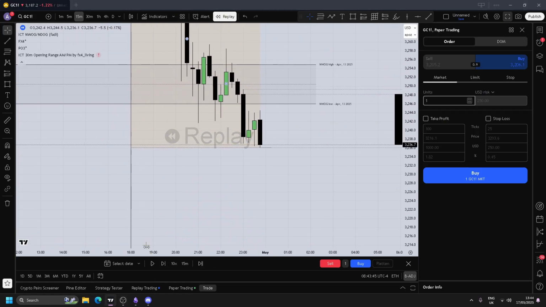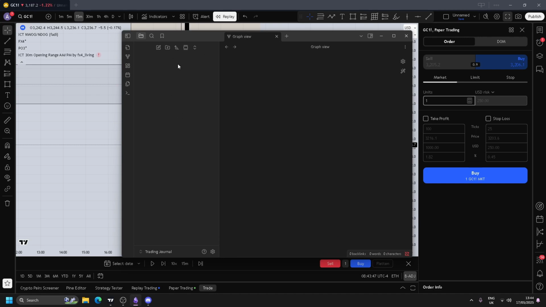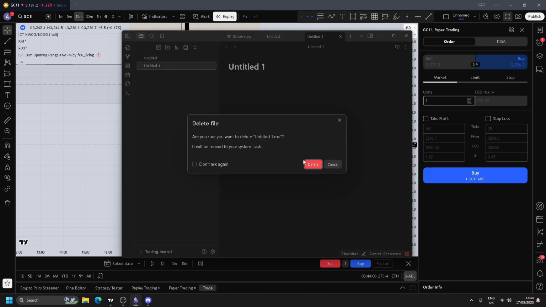In this video, I'll talk to you guys about how to use Obsidian to do your journaling and how to backtest effectively. So let's get started. First things first, I want to make a new folder. So you can press Ctrl and N, or you can just press this little button above on the left side, on this top side as well.